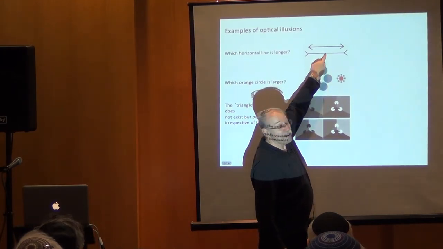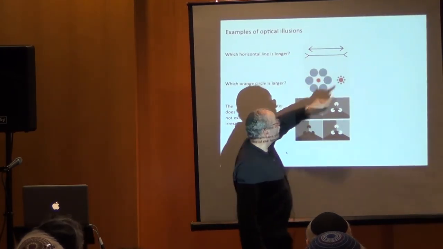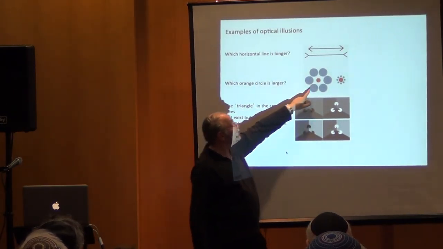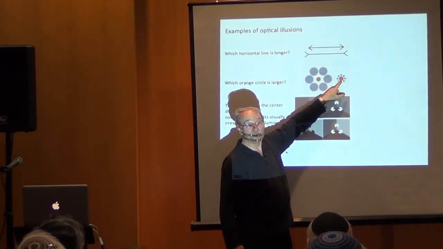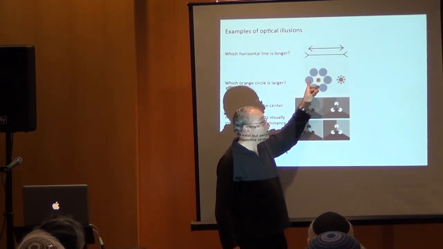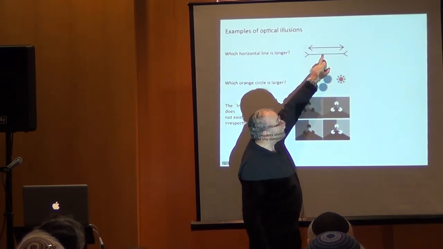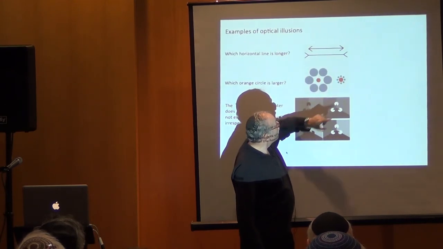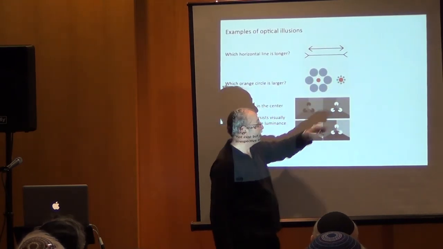How many think this line is bigger? Right? How many think this circle is bigger than this circle? Or this circle is bigger than this circle? What is that, right? So to me, this line looks longer, and this circle looks larger.